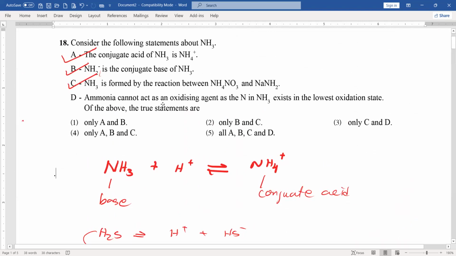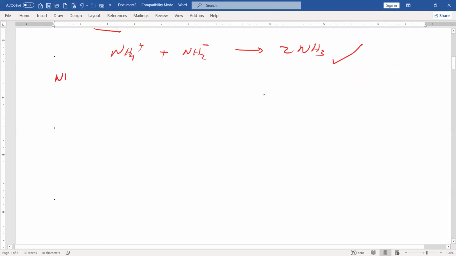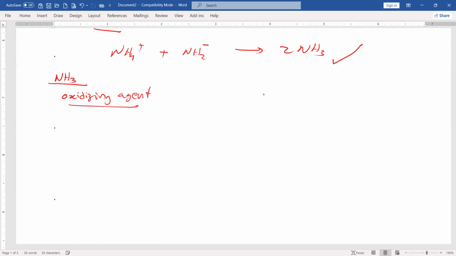Then the D: ammonia cannot act as an oxidizing agent, as nitrogen in ammonia exists in the lowest oxidation state. Of the above, the true statements are... ammonia cannot act as an oxidizing agent. Let's see. This ammonia can act as an oxidizing agent, reducing agent, acid and base. Let's see oxidizing agent. Ammonia can act as an oxidizing agent.